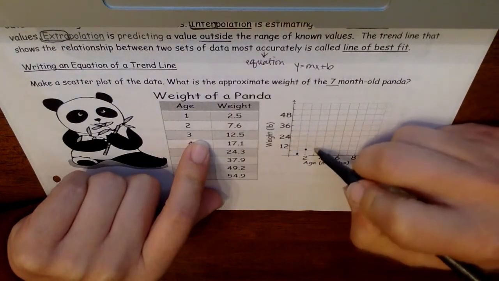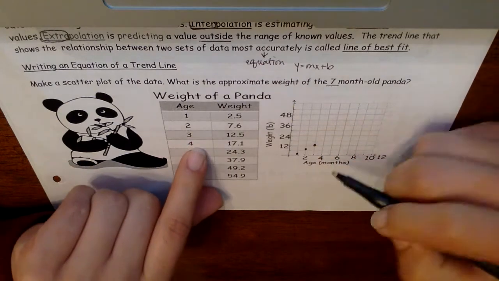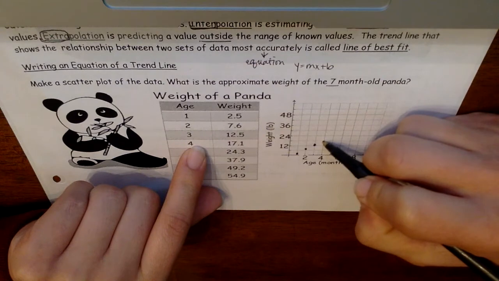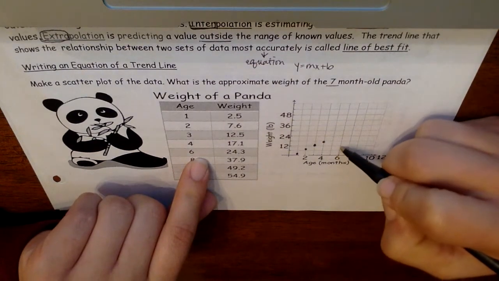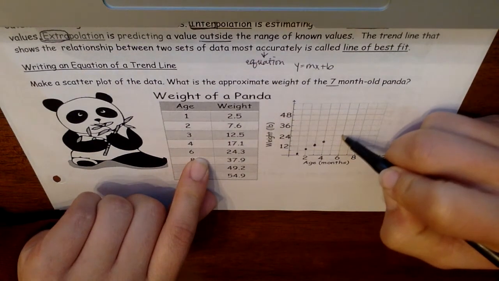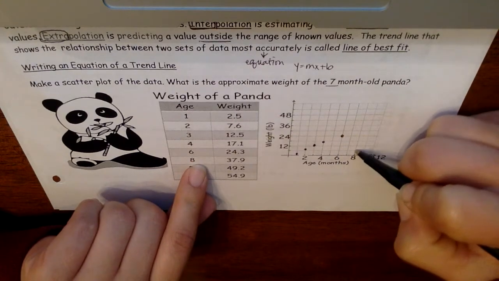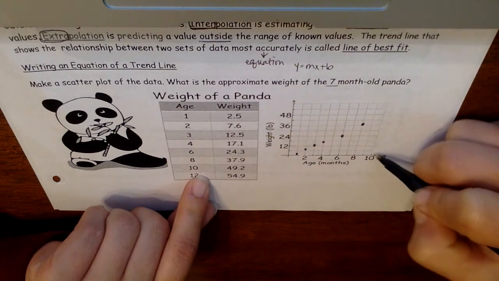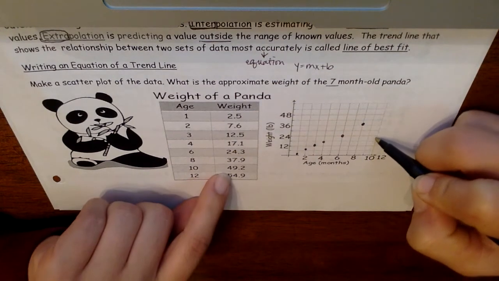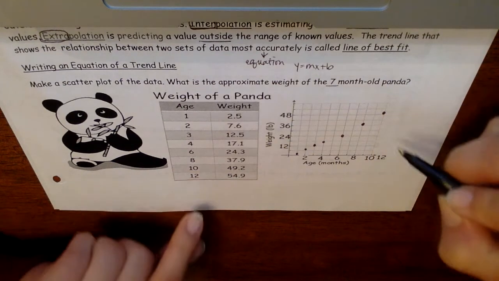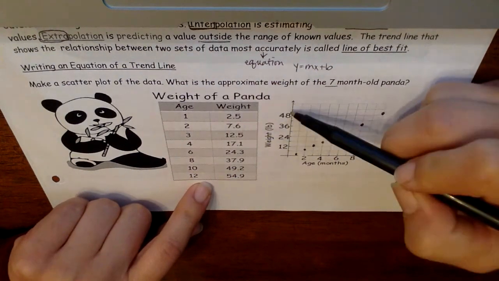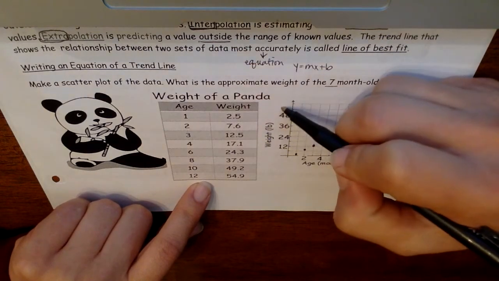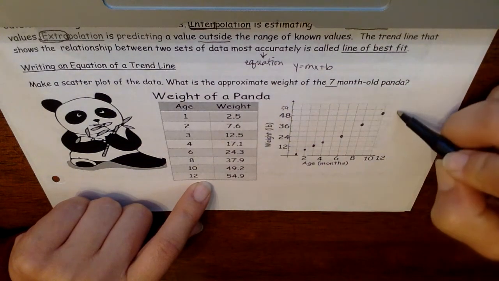3 months, 4 months, 17. So this is 6, 12, that's 18, so it'd be right below 18. 6 months is 24. 8 months is 37. 10 months is 49. And then 12 months is 54. So this is 36, 42, 48, 54.